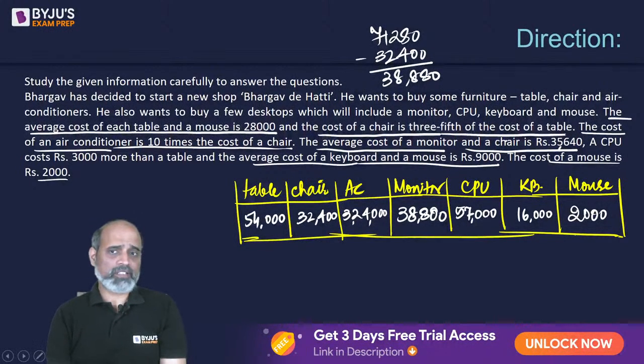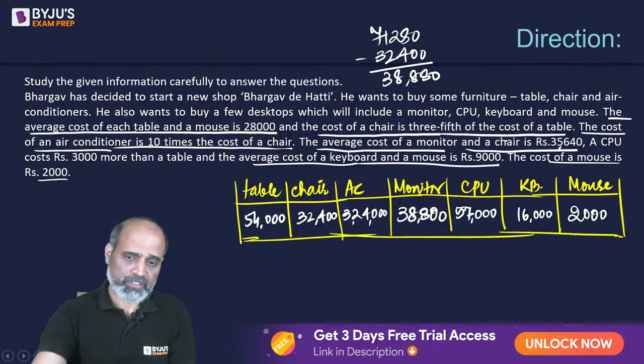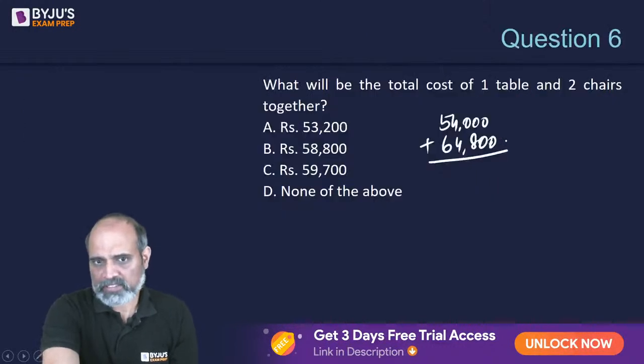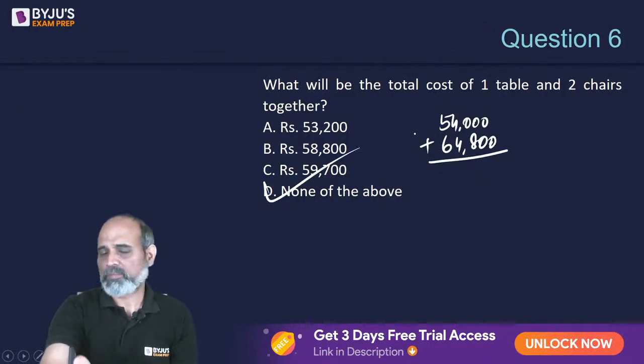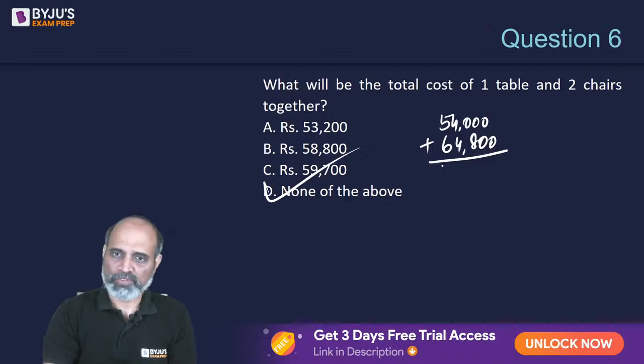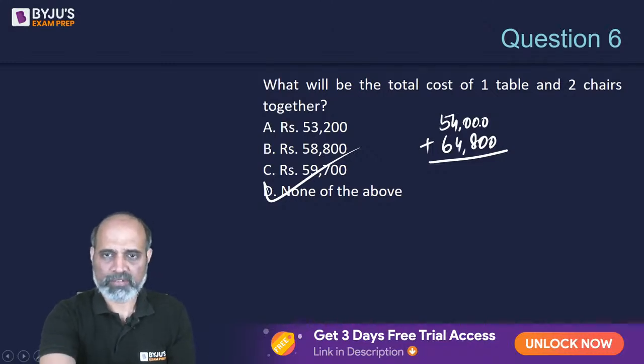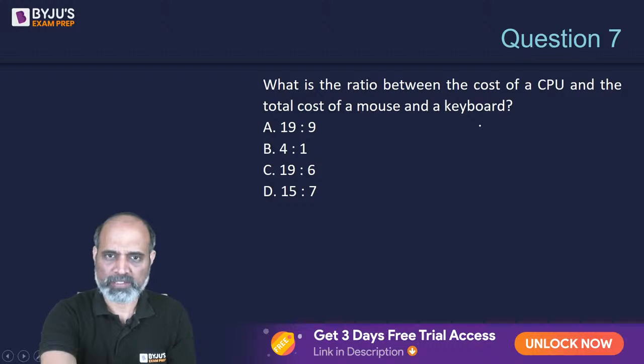And then a CPU costs 3,000 more than that of a table. Table is 54, so CPU should be 57,000. Everything makes sense. So it is a little weird, because the options are very, very low. We need above a lakh. I was not seeing that, so I was like, is something wrong?